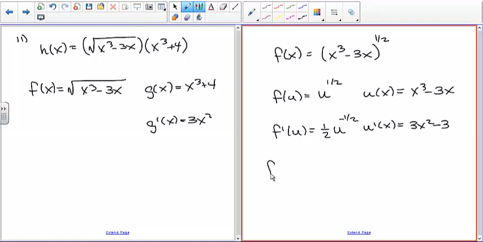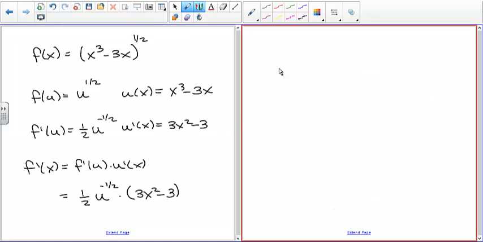So the chain rule says that f prime of x is equal to f prime of u times u prime of x. So we get 1/2 u to the minus 1/2 power times 3x squared minus 3. And then we can plug u back in. Well, before we do that, though, let's move u to the denominator. So you'll get 1/2 times u to the positive 1/2 power, but that's the square root of u.